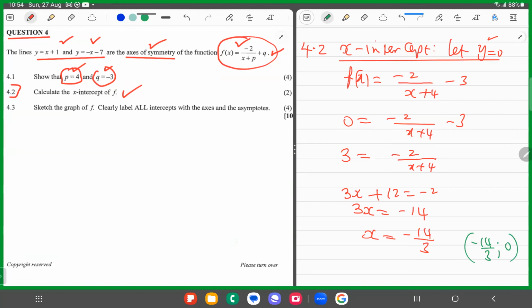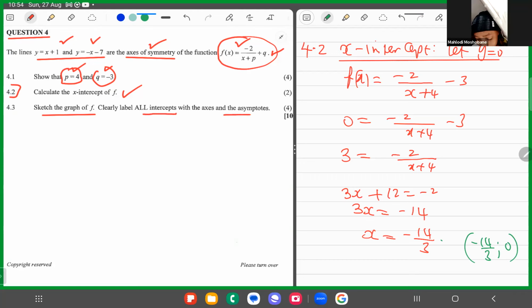Right, so this has given us the x-intercept of the hyperbola graph. It is exactly minus 14 over 3 and 0 there. The next thing in 4.3 is to sketch the graph of f, where we clearly label all intercepts with x's and the asymptotes. Okay, right, so we continue.